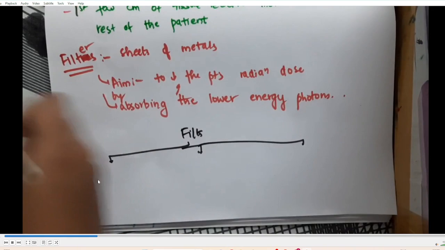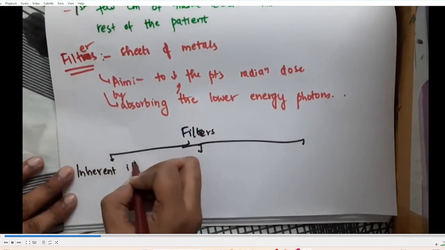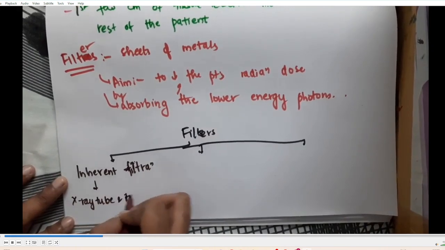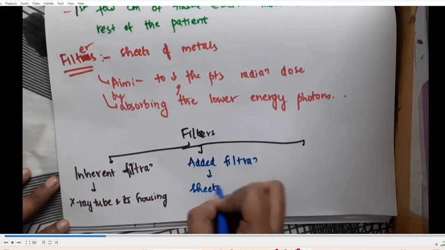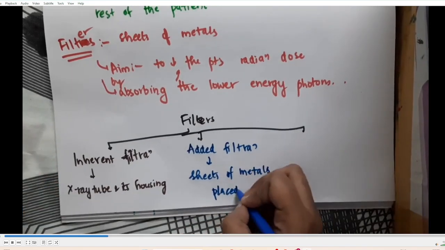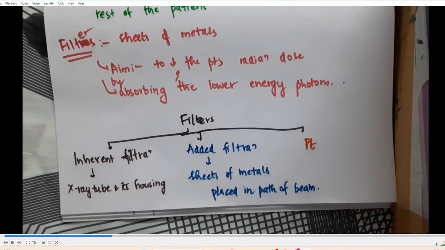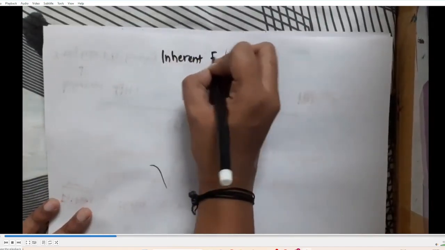Beginning from the X-ray source, the filtration can be done by many materials. First, there is inherent filtration, where the X-ray tube and housing filter the radiation, whereas the second is added filtration, where sheets of metal are placed in the path of the beam. Then the third is the patient itself. Let us learn first about the inherent filtration.